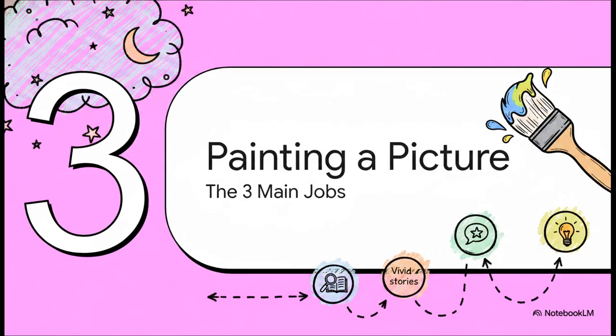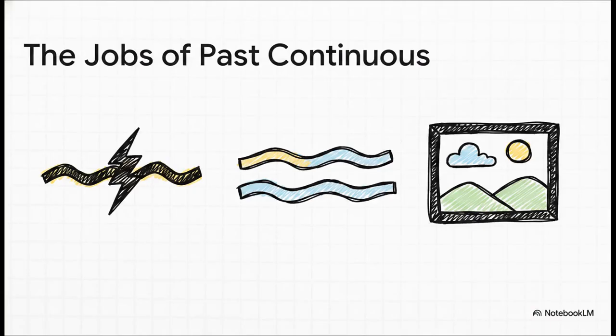So why do we even have this tense? What's its job? Well, it really has three main gigs, and all of them are about helping you paint a better picture with your words and tell a more interesting story. So think of it like this. You use it when a long action gets interrupted by something short and sudden. You use it to show two things happening at the exact same time. And you use it to set the scene, to describe the background of a story.